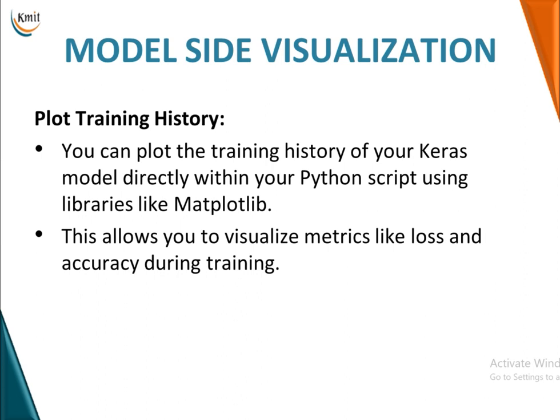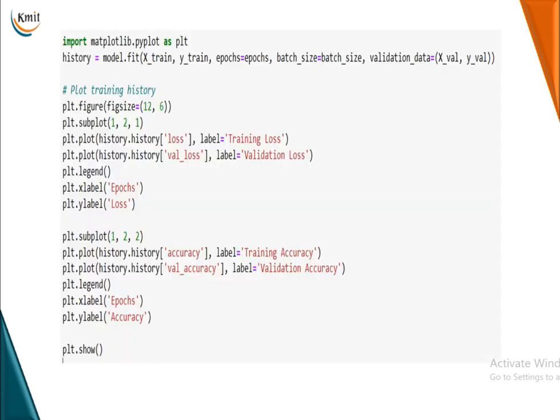Now the first type is model side visualization, and you can simply plot the training history for your Keras model within your Python script directly using available libraries like Matplotlib. Very easy, and I hope most of you already know how to use Matplotlib. It allows you to visualize your metrics like loss and accuracy during the training. So how do we do that? It is a very simple example that I'm showing here.